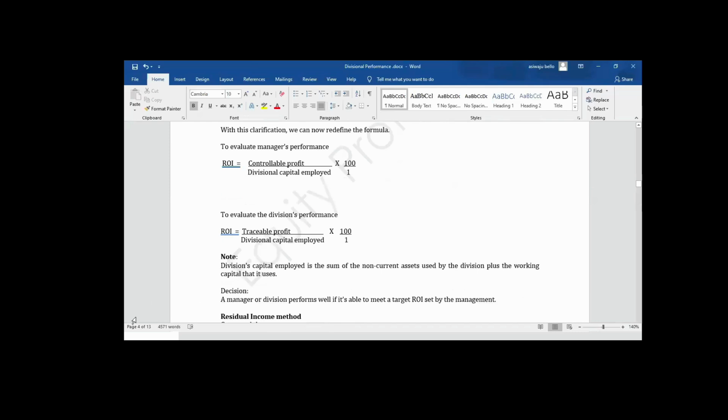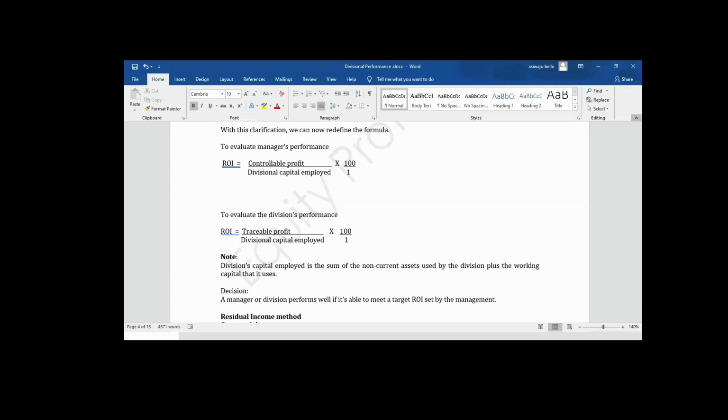Now, to evaluate the performance of division, there are two different things. Performance of divisional manager is different from performance of the division. If you are asked to evaluate the performance of the division, using return on investment, the formula becomes traceable profits divided by divisional capital employed multiplied by 100.